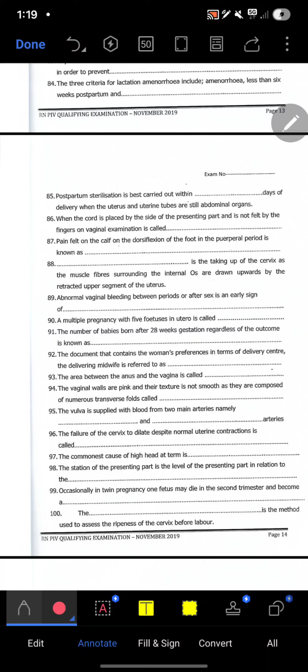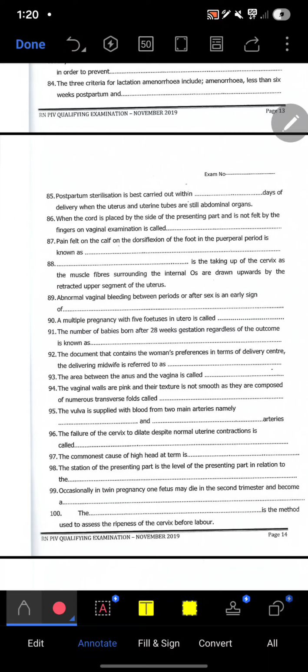86. When the cord is placed by the side of the presenting part and is not felt by the fingers on vaginal examination, it is called cord. The correct answer, of course, is occult prolapse. 87. Pain felt on the calf on dorsiflexion of the foot in the puerperal period is known as. The correct answer is Homans' sign.